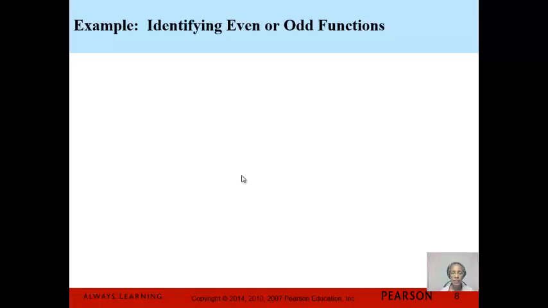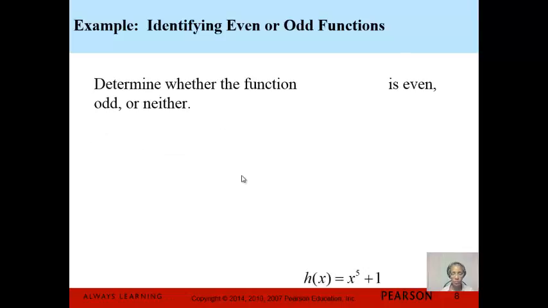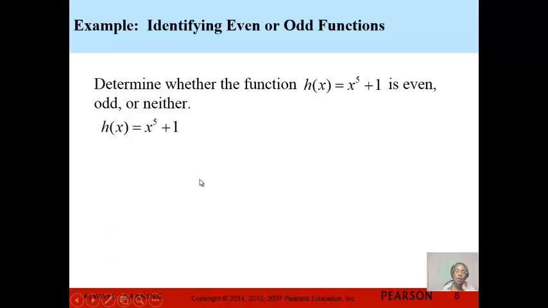So let's look at an example where we want to identify even or odd functions. Our function is h of x equals x to the 5th plus 1. We want to know, is it even, odd, or neither? Well, our test is to replace x with -x. So I not only replace the input x with -x, but all other occurrences of x get replaced with -x.